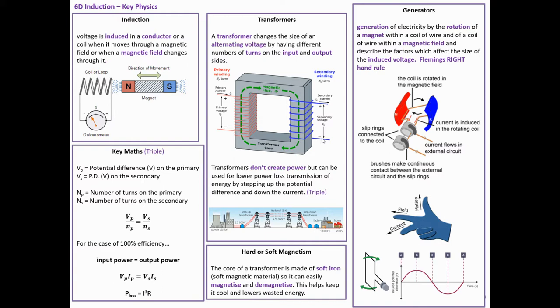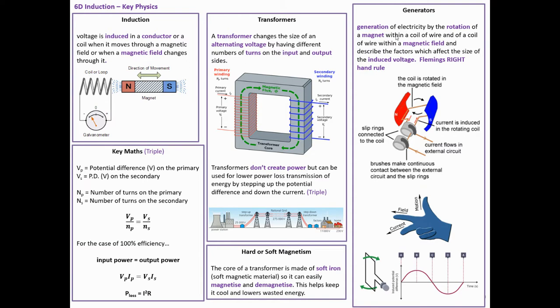Transformers are made out of soft iron, a soft magnetic material, so it can easily magnetize and demagnetize. That helps keep it cool and lowers wasted energy. We would never use steel because steel is hard to magnetize. We don't want a permanent magnet, we want something that can be magnetized and demagnetized.